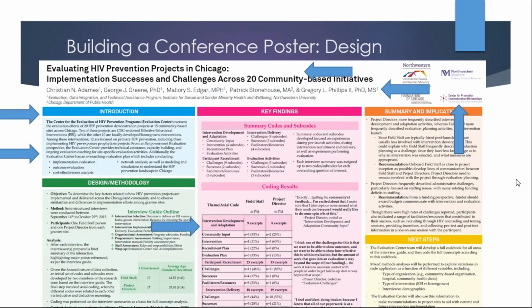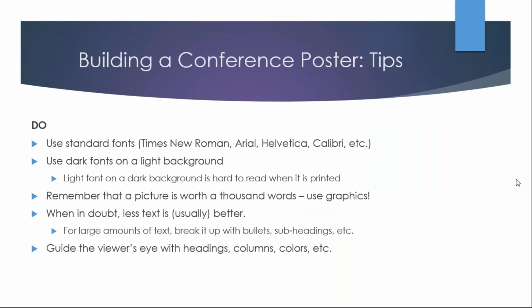So for example, if I could redo my poster, it'd probably have a little less text, a couple more graphs, images, but it's always a work in progress. So it's always just good to know that it's a learning process and you'll never really have a perfect poster. And then just thinking about those tips again, do ensure that you're using those standard fonts when you're making the poster, that they're dark fonts and a light background. Once again, the light font and the dark background is really hard to read when it's printed out.